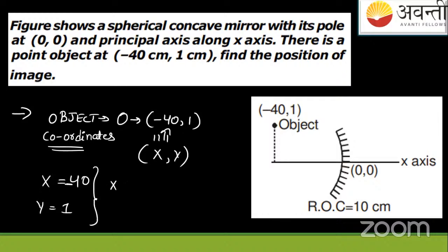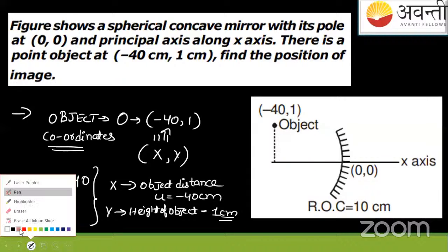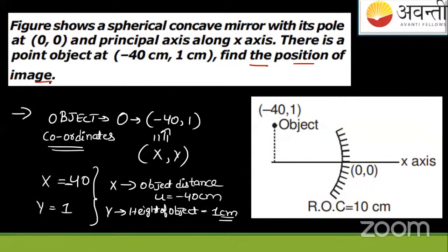We can write this combinedly as x is the object distance, u equals -40. Y is basically the height of the object. Y is nothing but the height of the object, that is +1 centimeters. Okay. And they are asking you in the question to find the position of the image. Find the position of the image.